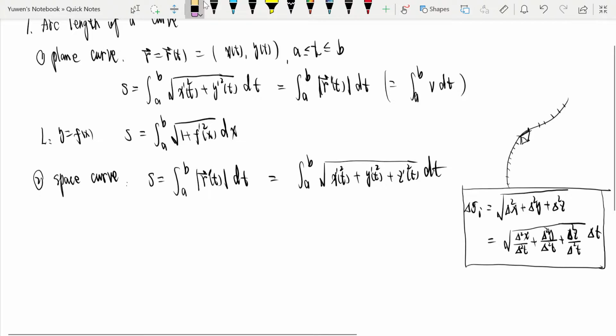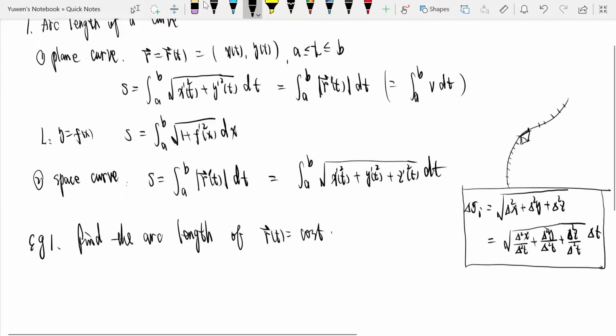Now we look at an example. Find the arc length of r(t) equals cosine t i plus sine t j plus t k, from t equals 0 to t equals 2 pi.